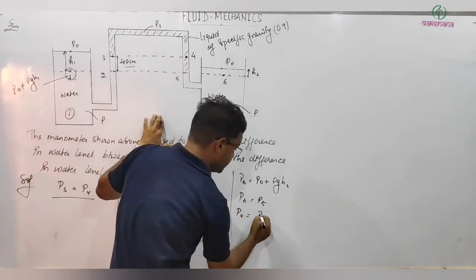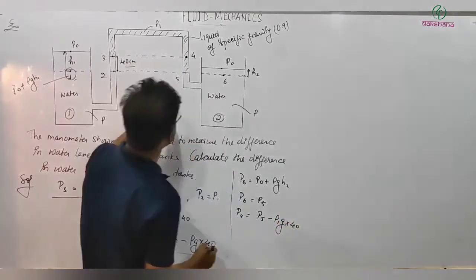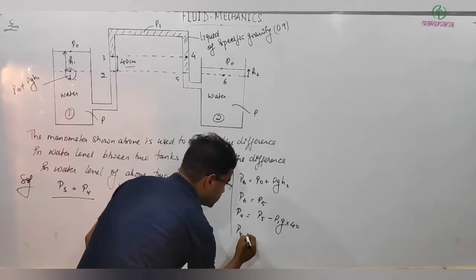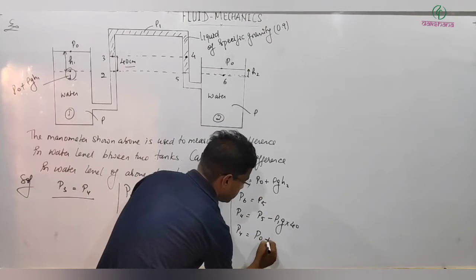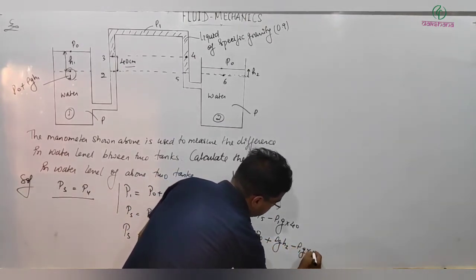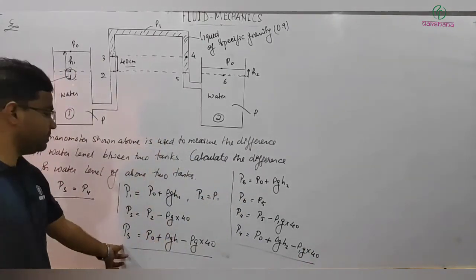And P4 can be written as, P4 is equal to what? P5 minus rho 1 G into 40, because this difference in height is also 40. So I got P4 is equal to P5, and P5 is equal to P6. So P4 is P0 plus rho G H2 minus rho 1 G into 40. So we got P4 and we got P3.